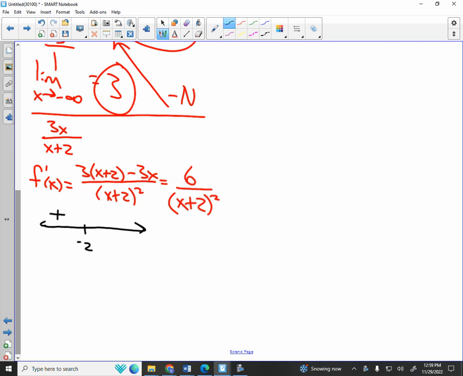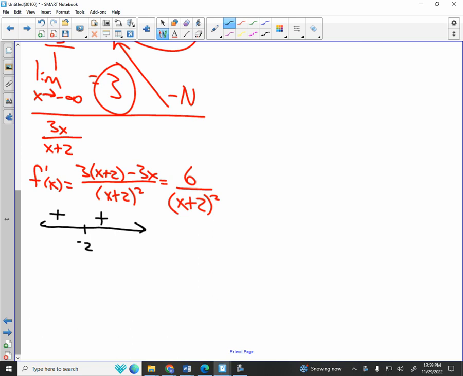Let's test another number. Give me a number to the right of -2. I like 0. 0 plus 2 squared, 6 over 4, still positive, right? So you can see that you don't even have to look at the graph. If you don't know what the graph looks like, you can just do a number line test. So what this tells me is if I plug in a number on this side, it's positive. If I plug in a number on this side, it's positive.